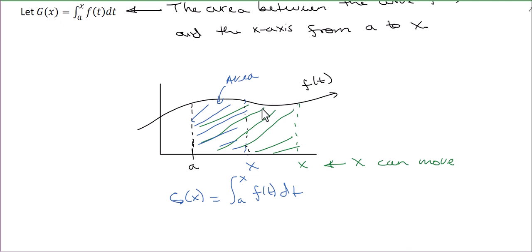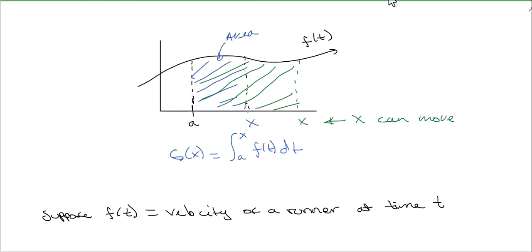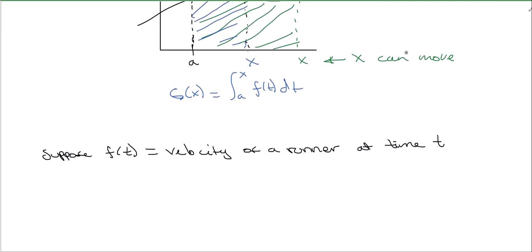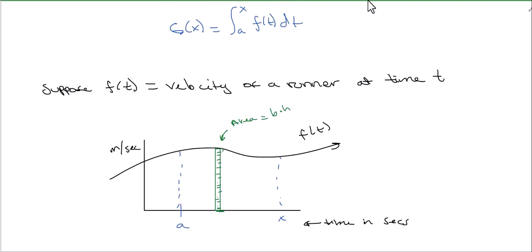So what does this represent, really? Think about it. What if f of t was a velocity function? Then what is the area giving us? Suppose f of t is giving us the velocity of a runner at time t. Then what does g of x give us? Let's take a look at the area under the curve. We have our function, the velocity of the runner at time t in meters per second, and the time on the t-axis is in seconds.